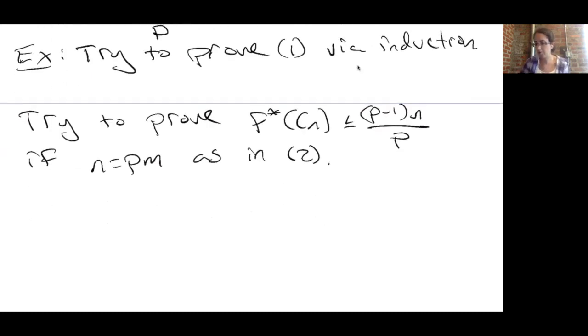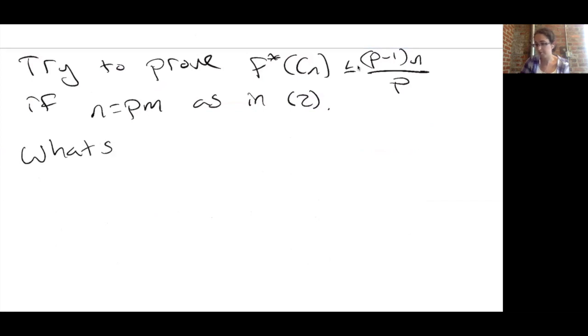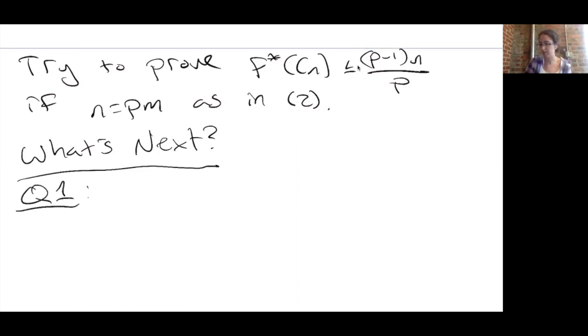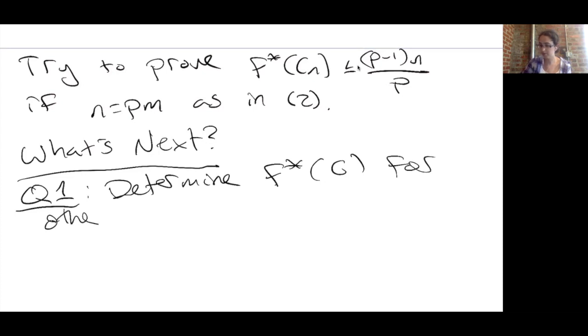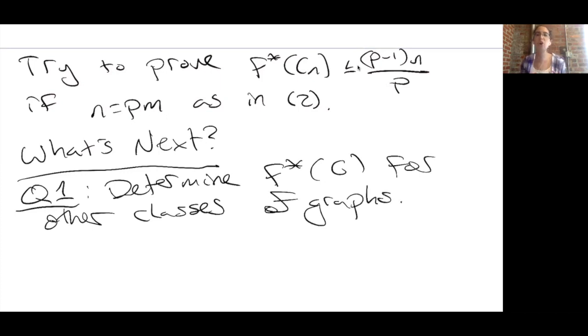So I'm just going to end with, once you do that, what's next? What's the actual research project? Think about the main question: determine f star of g for other classes of graphs. Again, as I said before, you always want to start small. Start with some small examples, play around, see if you can figure out what f star of g is for those small examples, and then see if you can extend to full classes of graphs, whatever your favorite friendly class of graph is.